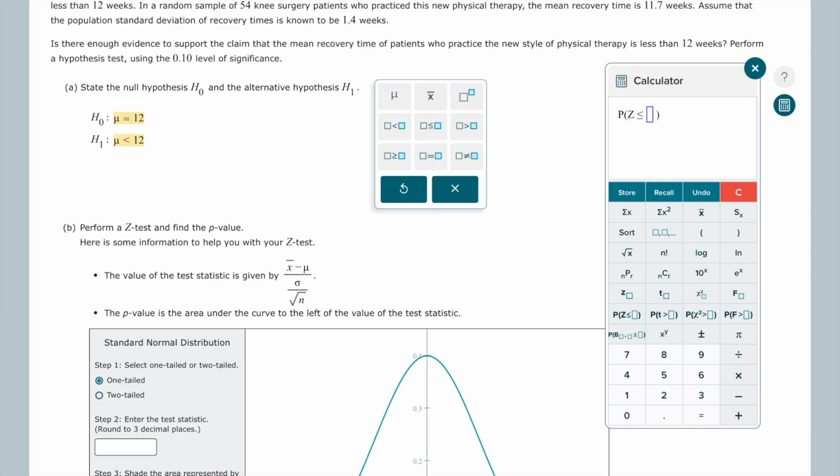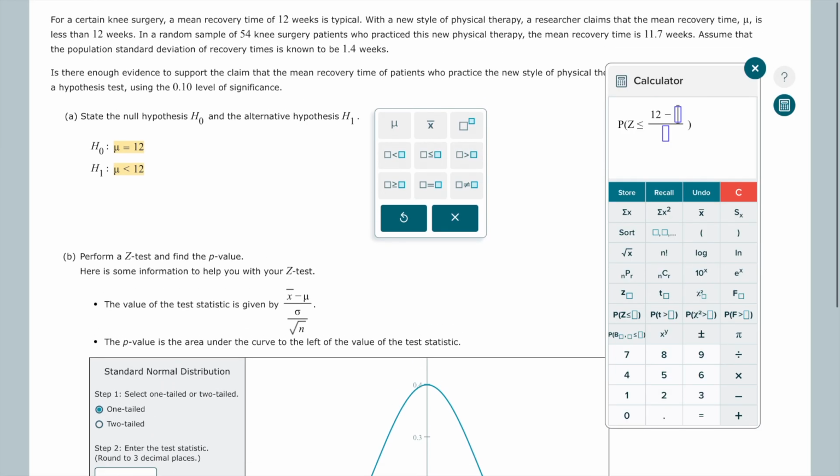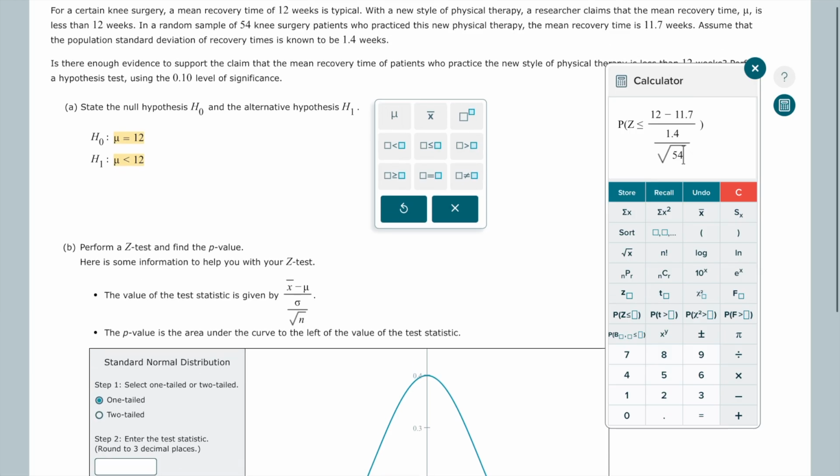It is less than, so I do this. We're going to do X. X is 12 weeks. They're saying that the average is, scroll up a little bit, 11.7. The standard deviation is 1.4 divided by the square root of how many people did we sample? 54. We did 54 knee surgeries.